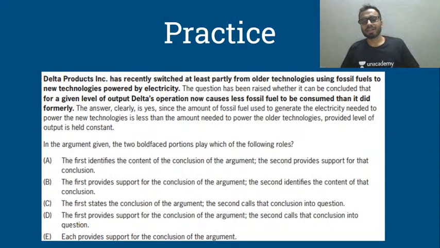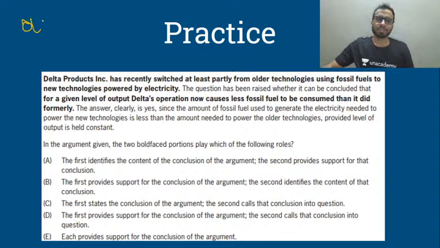Let's move on to a rather difficult critical reasoning question. Delta Products Inc. has recently switched at least partly from older technologies using fossil fuels to new technologies powered by electricity. So we have old and we have new. The question has been raised whether it can be concluded that for a given level of output, Delta's operation now causes less fossil fuel to be consumed than it did formerly.